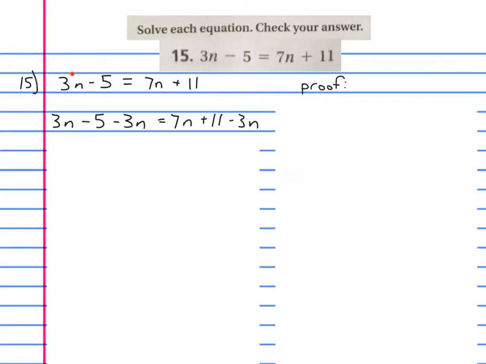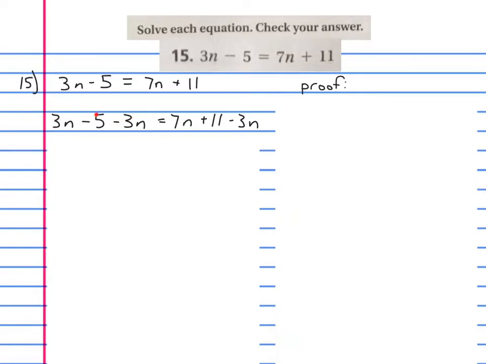We've got this 3n. We are trying to get all of the n's onto the right-hand side, so we're taking away that 3n from both sides. So we take what was originally there, 3n minus 5, take away 3n. And on this side, take away what was originally there, take away 3n. Now we've got to simplify.